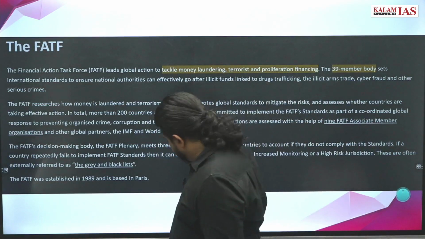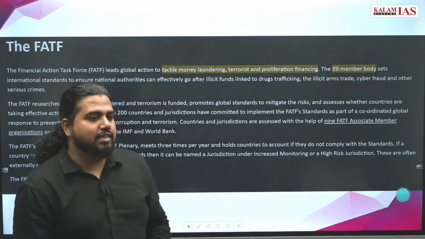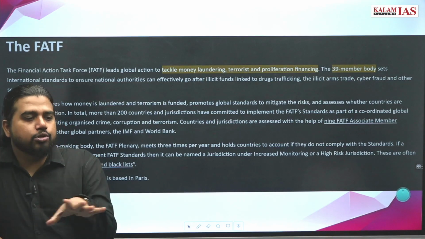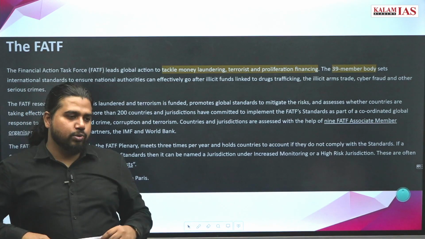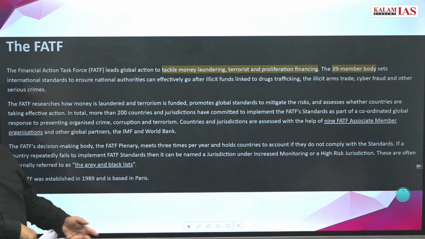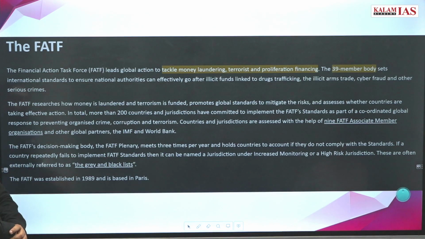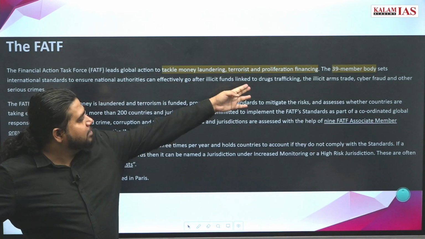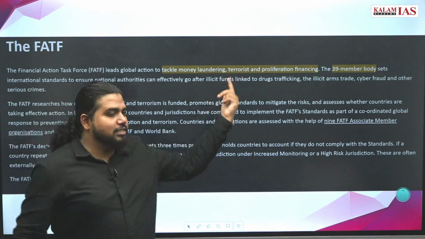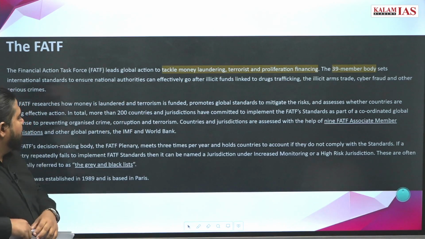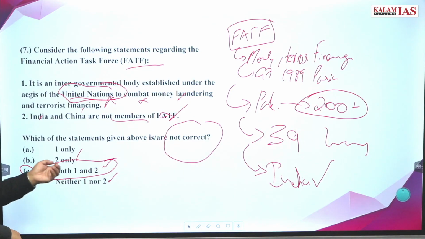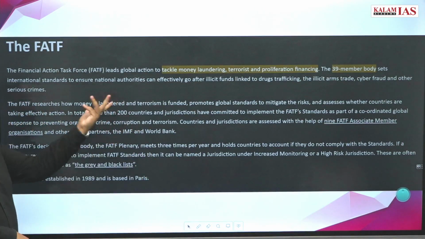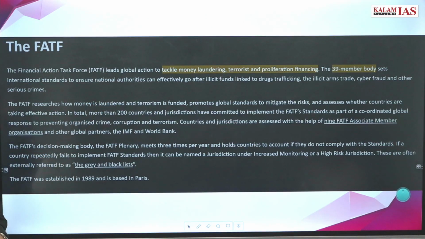This is something which I am again emphasizing. If you are learning about some of the international organizations, go to their about page before the exam at least once. So this is a takeout from the about page of FATF. It tackles money laundering, terrorist financing, proliferation financing. This is the objective. 39 member body. Grey list, black list, it classifies countries depending on their vulnerability to money laundering and terror financing.